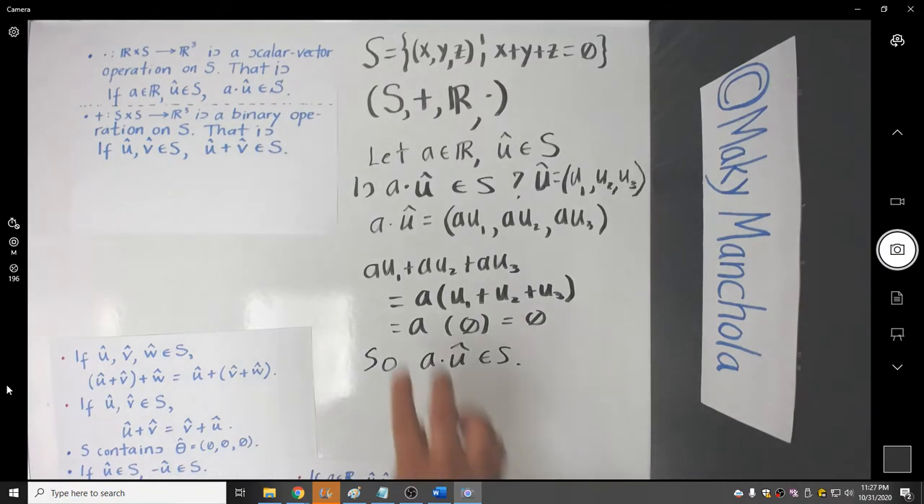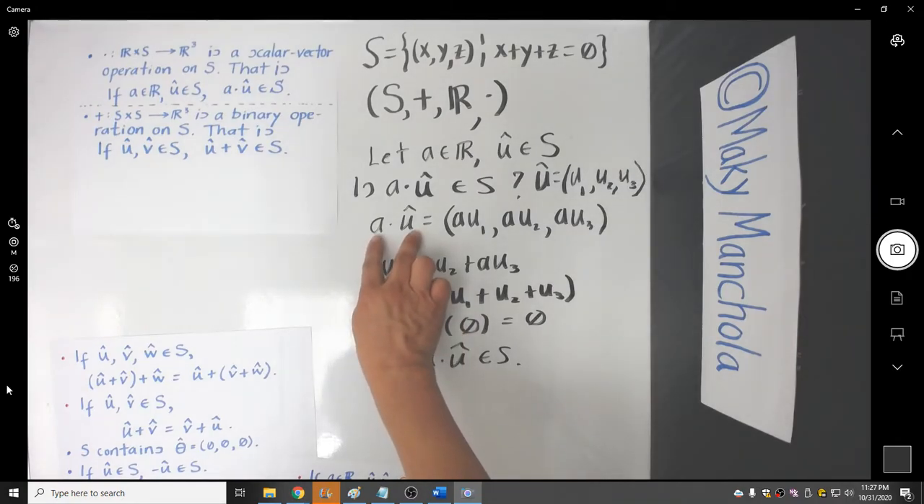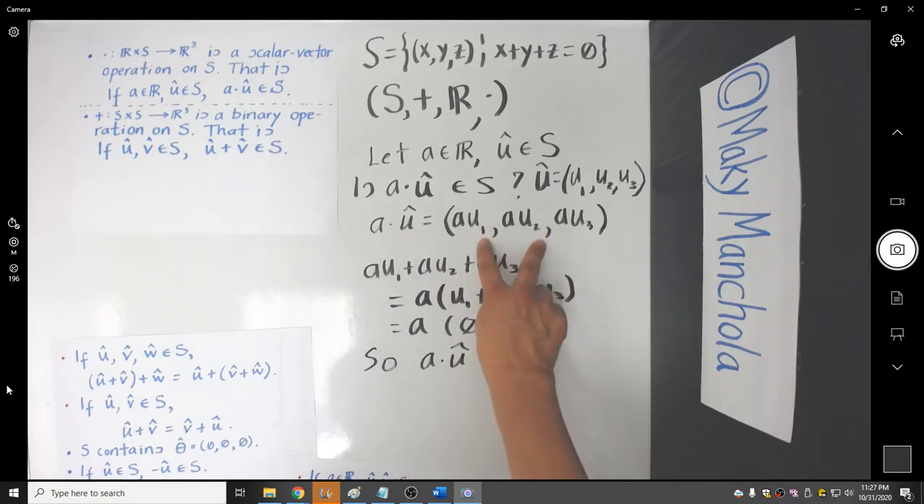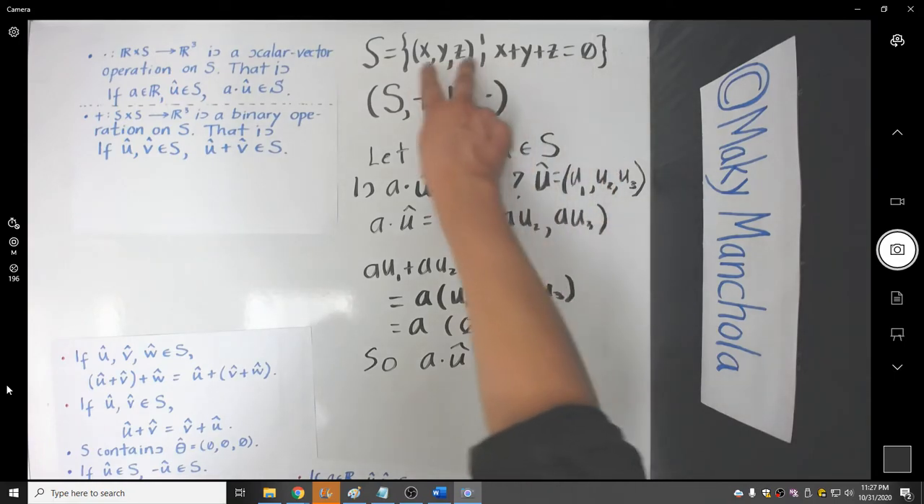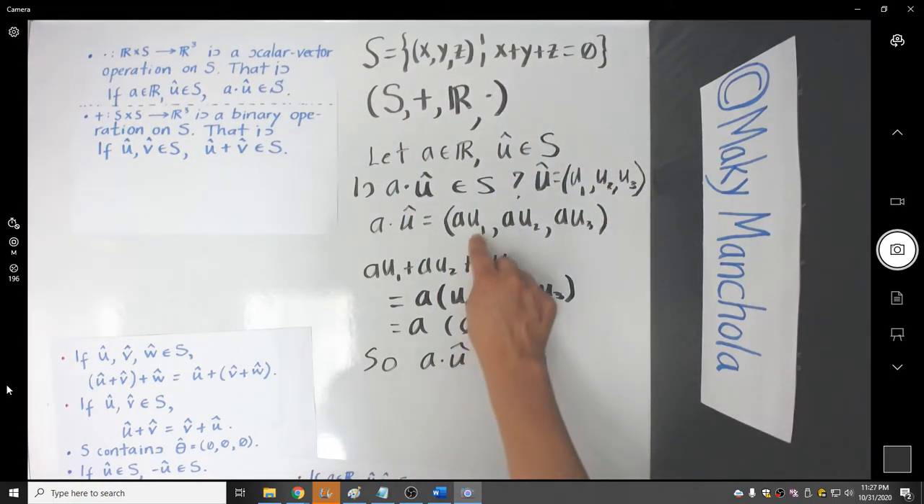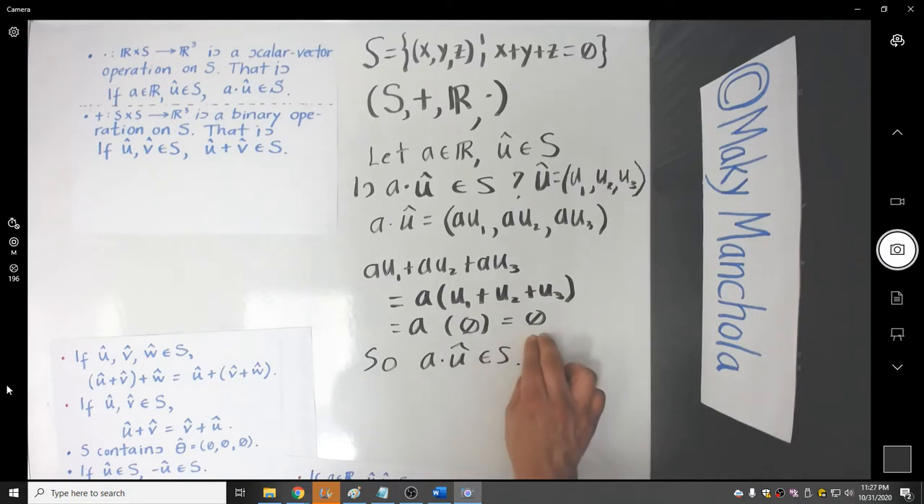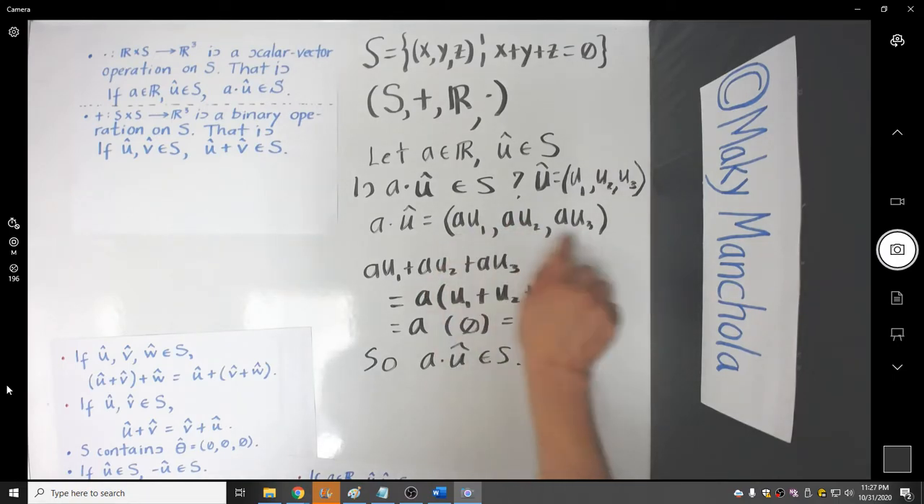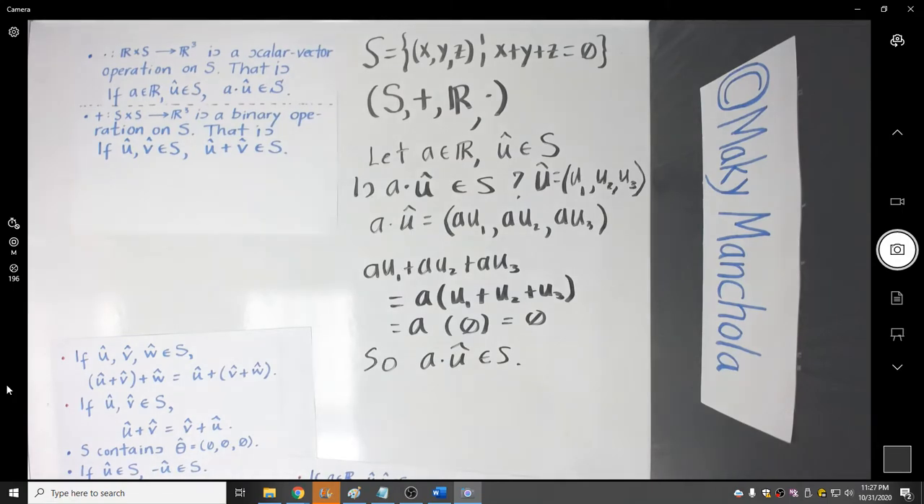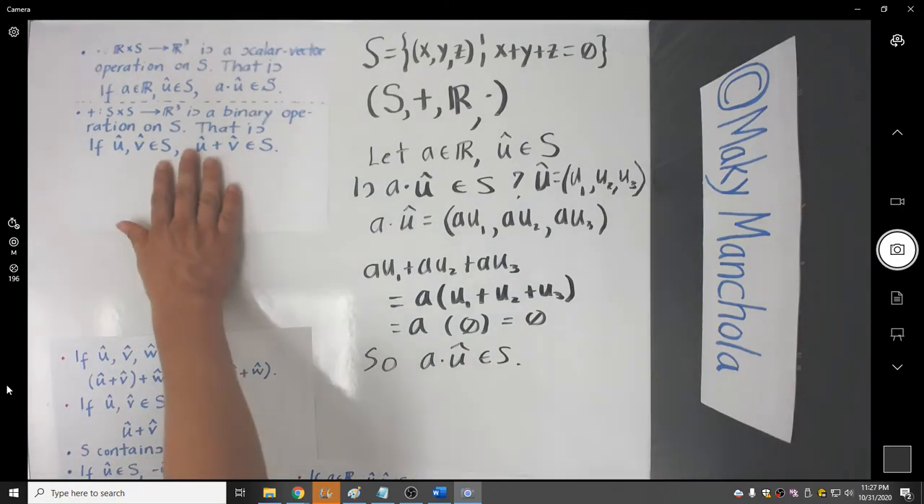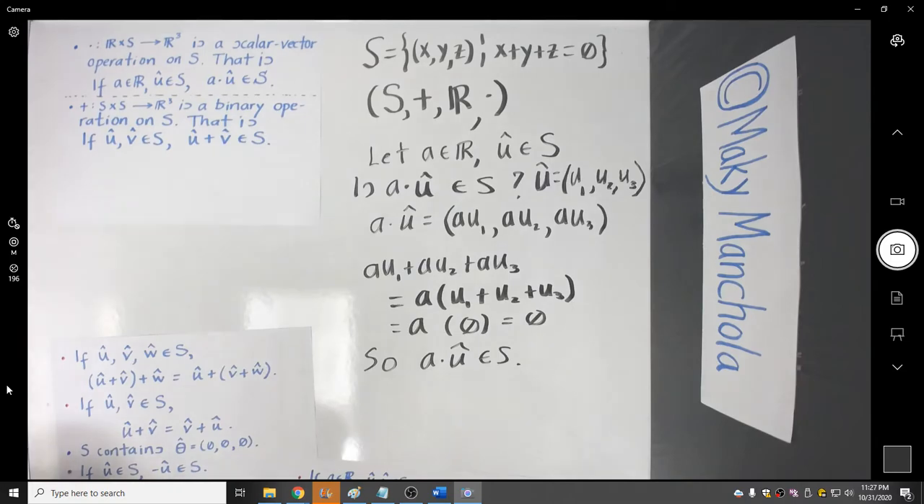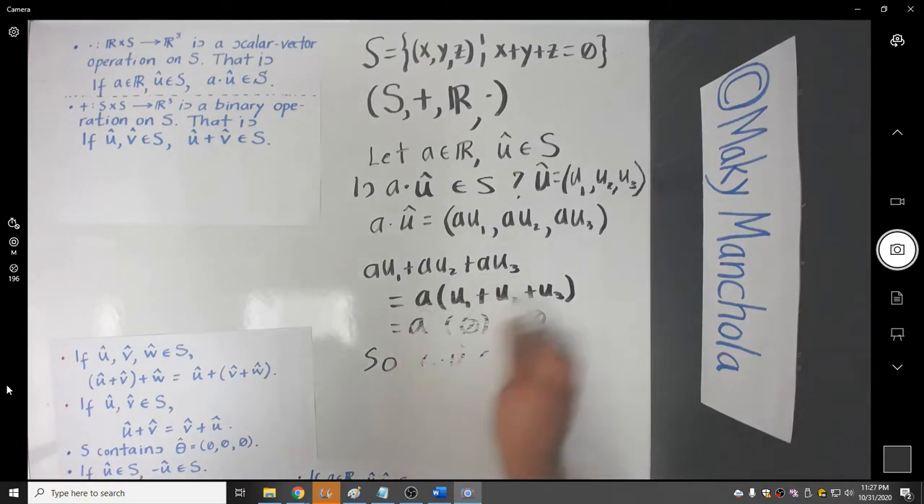Why? Because the entries of that vector satisfy the conditions of entries that belong to S. The sum of the entries was equal to 0, so this vector belongs to set S. Okay, now another thing we need to check is that addition of elements in S is closed. So let's work that out next.